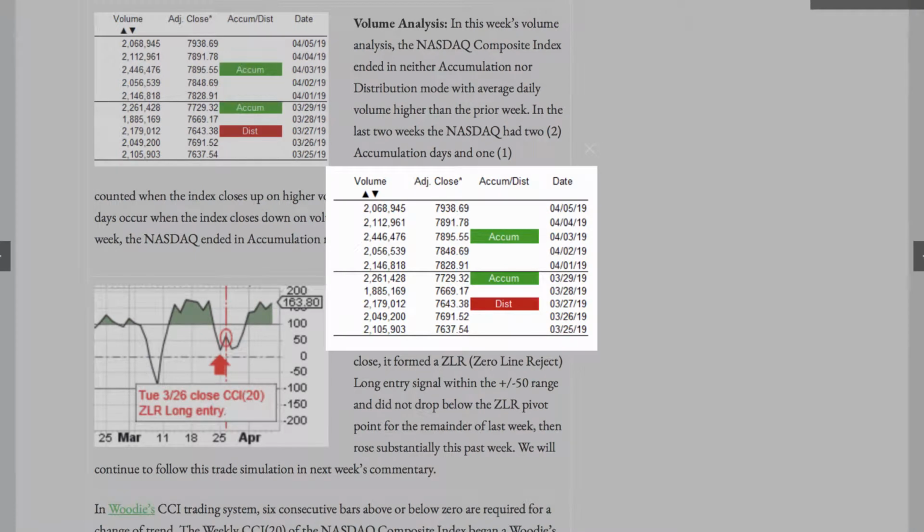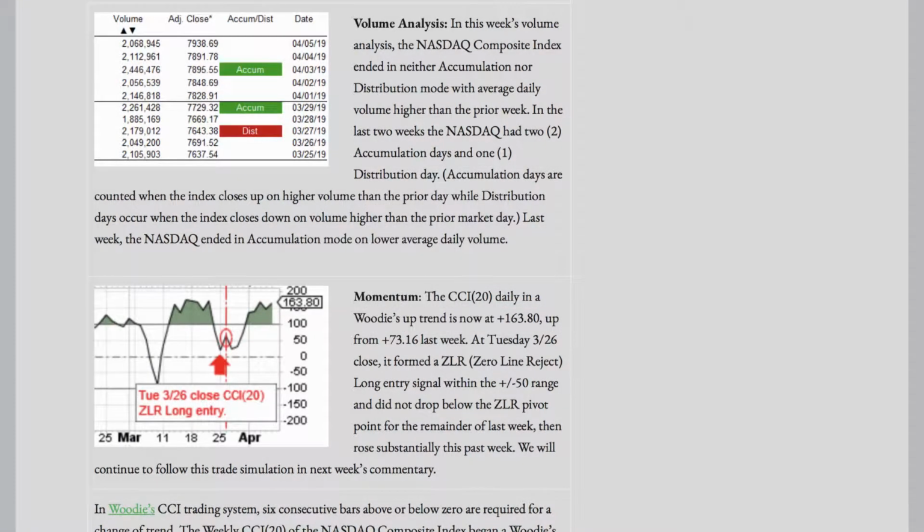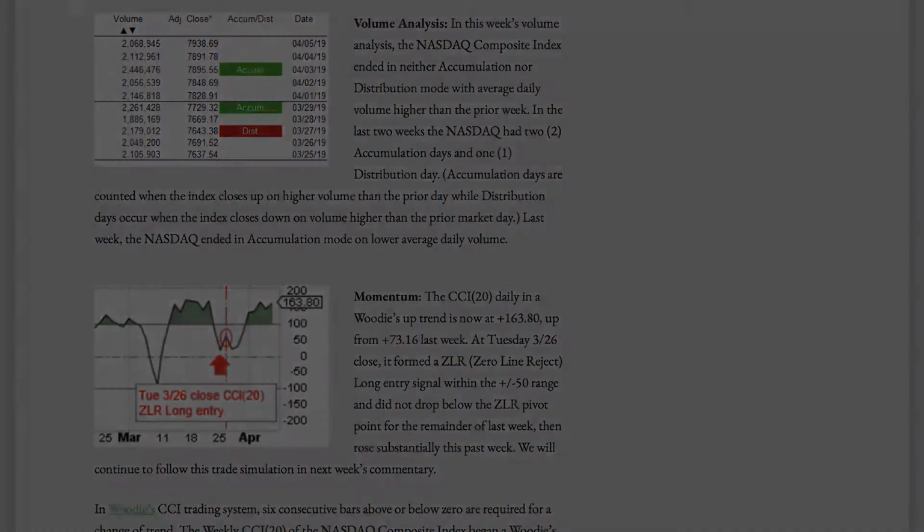Volume analysis. In this week's volume analysis, the Nasdaq Composite Index ended in neither accumulation nor distribution mode, with average daily volume higher than the prior week. In the last 2 weeks, the Nasdaq had 2 accumulation days and 1 distribution day. Accumulation days are counted when the index closes up on higher volume than the prior market day, while distribution days occur when the index closes down on volume higher than the prior market day. Last week, the Nasdaq ended in accumulation mode on lower average daily volume.